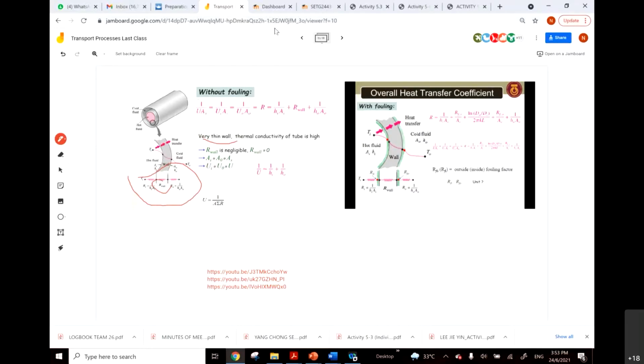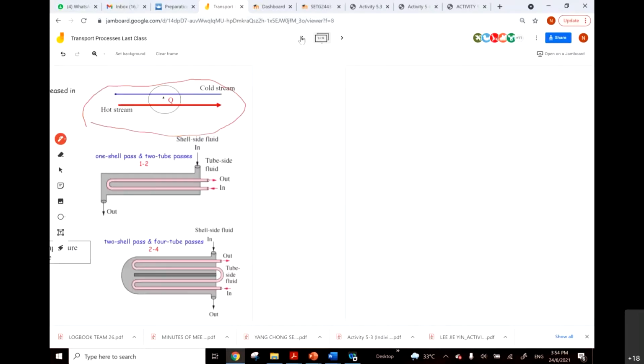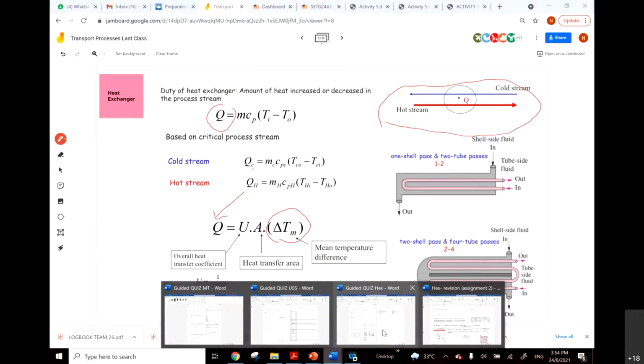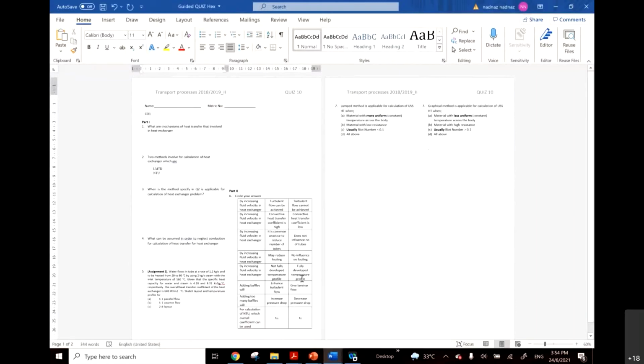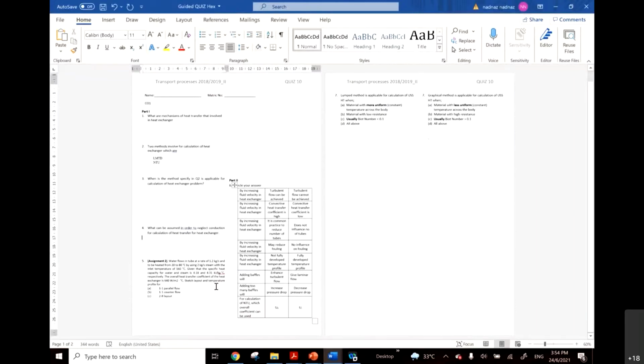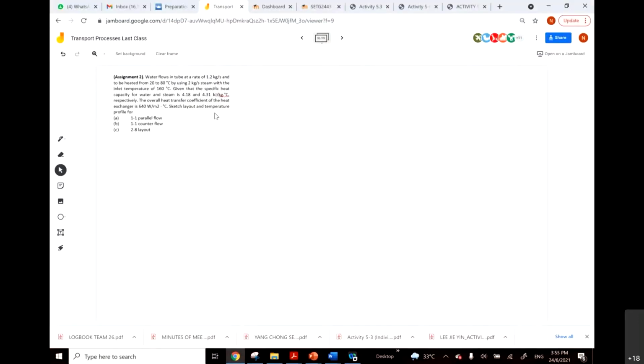Okay, so then in this question there is also, wait, I have the wrong question. Okay, and then I go to assignment 2. Okay, assignment 2 here, I will copy this question. I want to ask you all to sketch the layout and temperature profile for 1-1 parallel flow, 1-1 counter flow and 2-8 layout.